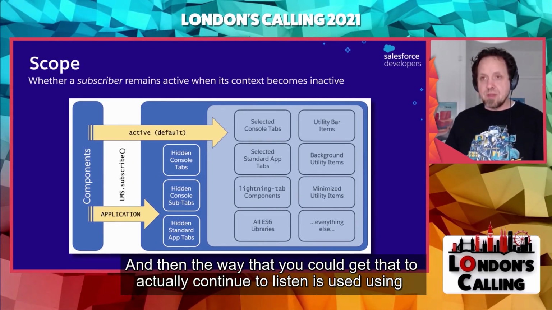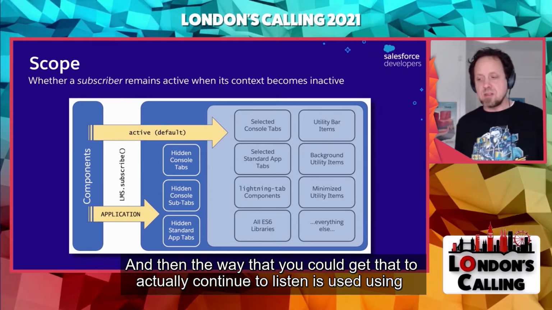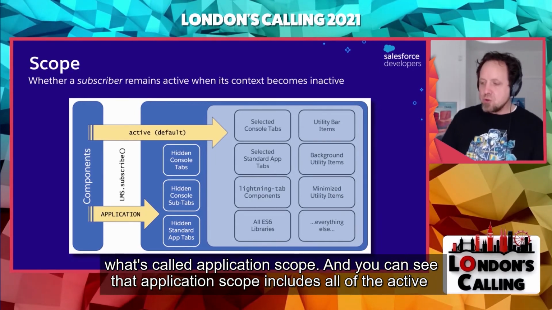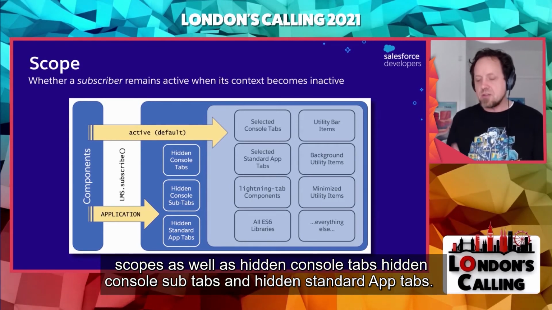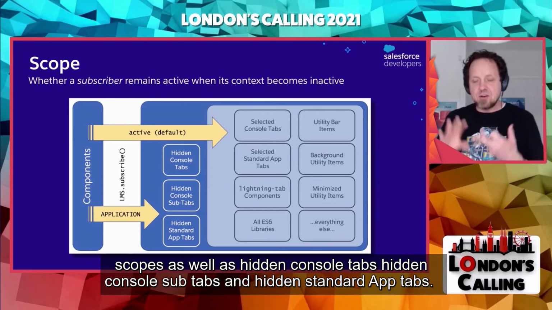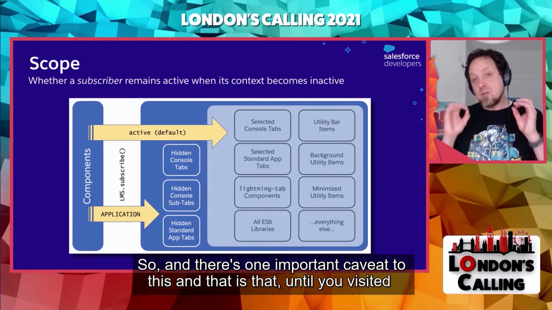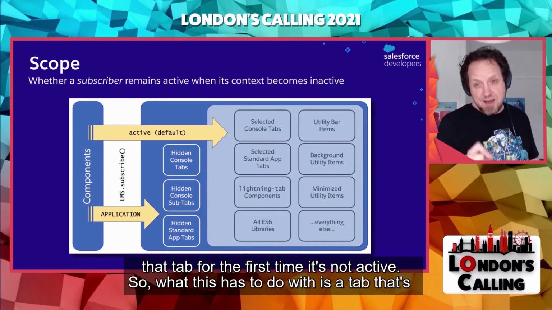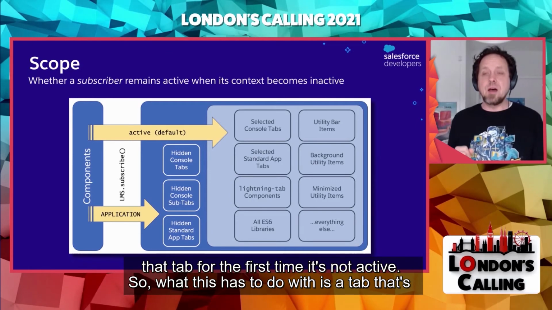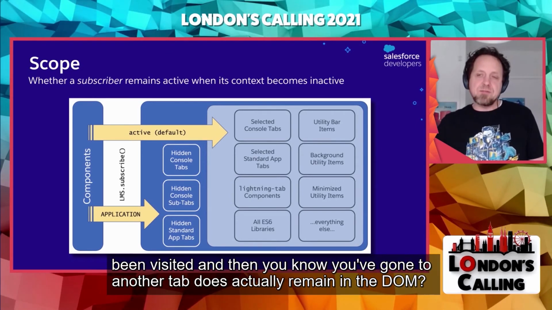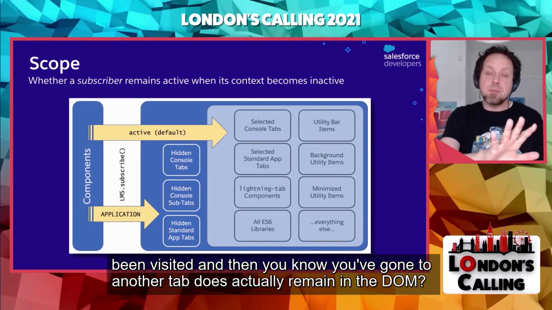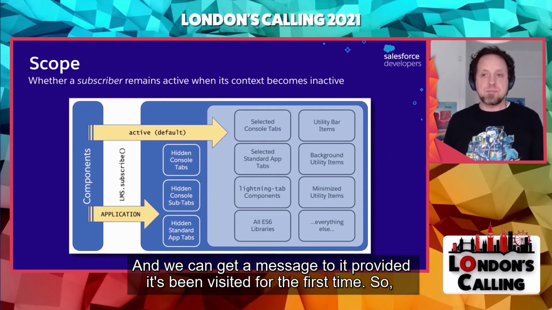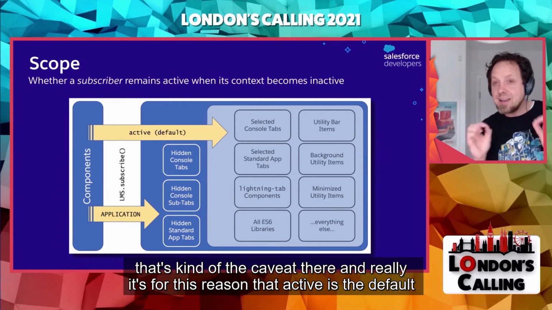And then the way that you could get that to actually continue to listen is using what's called application scope. And you can see that application scope includes all of the active scopes as well as hidden console tabs, hidden console subtabs, and hidden standard app tabs. And there's one important caveat to this, and that is that until you visited that tab for the first time, it's not active. A tab that's been visited and then you've gone to another tab does actually remain in the DOM, and we can get a message to it provided it's been visited for the first time. So that's kind of the caveat there.